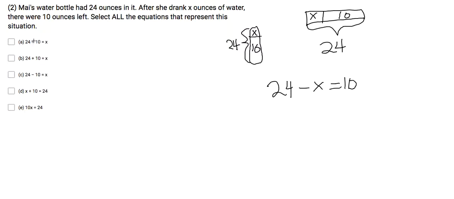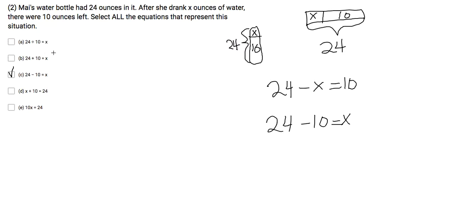So it wouldn't be A here because we're not actually taking the ounces in the water bottle and dividing it by 10. I'm not saying that 10 times X is going to be 24. We're taking things away, so we're doing some subtraction here like we saw in this original equation. But if we're looking at this diagram here, we can say if we took 24 and we took away 10, we'd be left with X, which looks like this as an equation. In this case here, we actually do have an equation that looks like that: 24 minus 10 equals X.